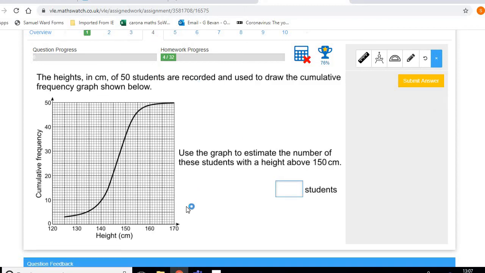So that's very similar to question 1, this one, estimating the number of students with a height above 150 centimetres. So you would go up from 150 to the curve, across to the y-axis, read off the value. That tells you how many students are less than 150. So you need to take that away from 50 to work out how many are greater than 150. So 35 isn't the answer. That's how many are below 150. So to get how many are above it, you do 50, take away 15.